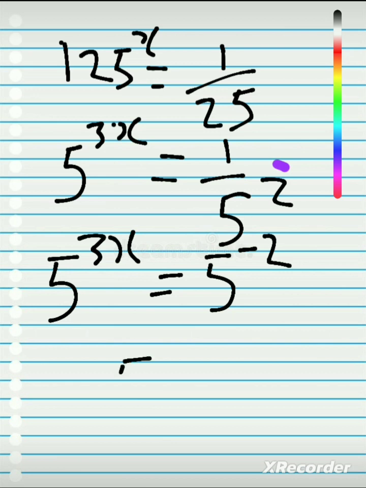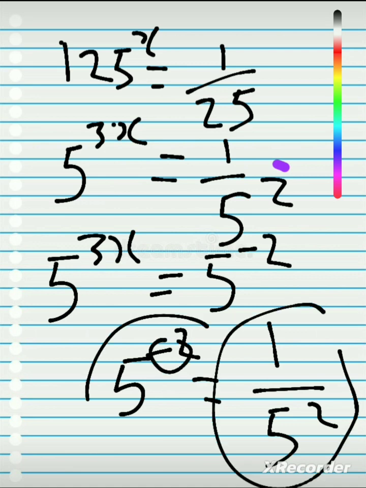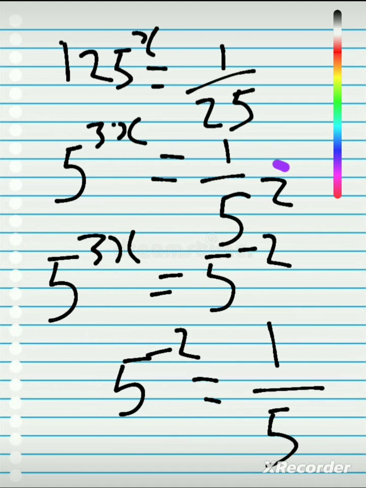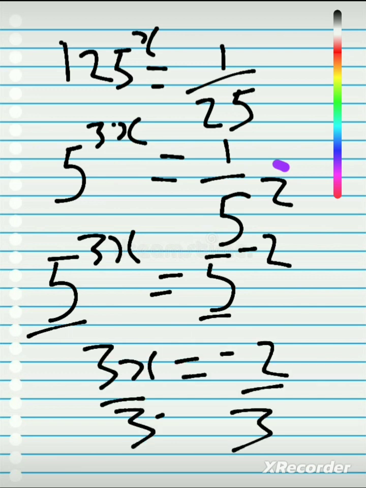Remember, when you have been taught to simplify 5 power negative 2, you do 1 over 5 power 2. Okay, 1 over 5 power 2. That's how the negative disappears. So you can see that 1 over 5 power 2 is the same as 5 to the power negative 2. So these are the same. It means the powers should also be the same. We can divide by 3. This goes, we remain with x equals negative 2 over 3.